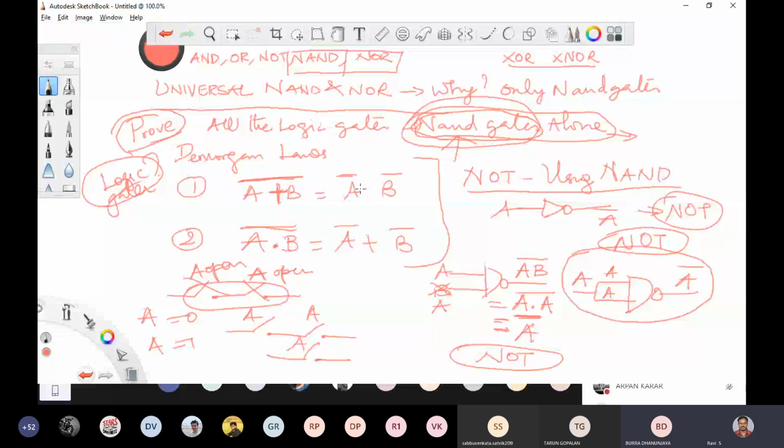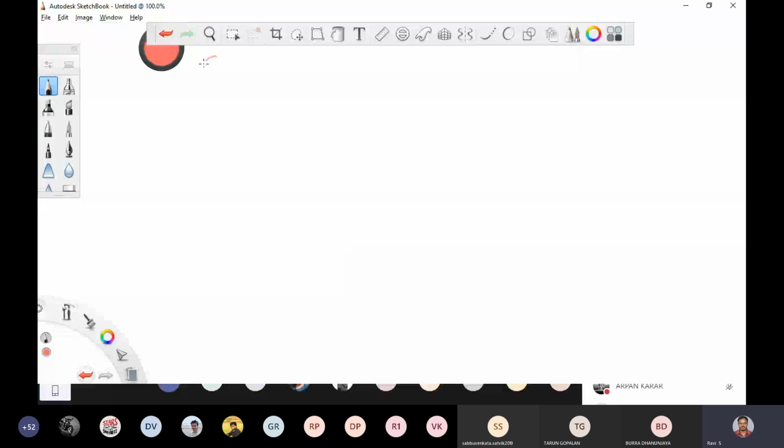So now I'm going for the second logic gate. Let me take the logic gate OR. What is my OR logic? If I apply A and B as inputs, my function is equal to A or B, correct? If I obtain A or B using only NAND, I can claim the OR implementation using NAND.